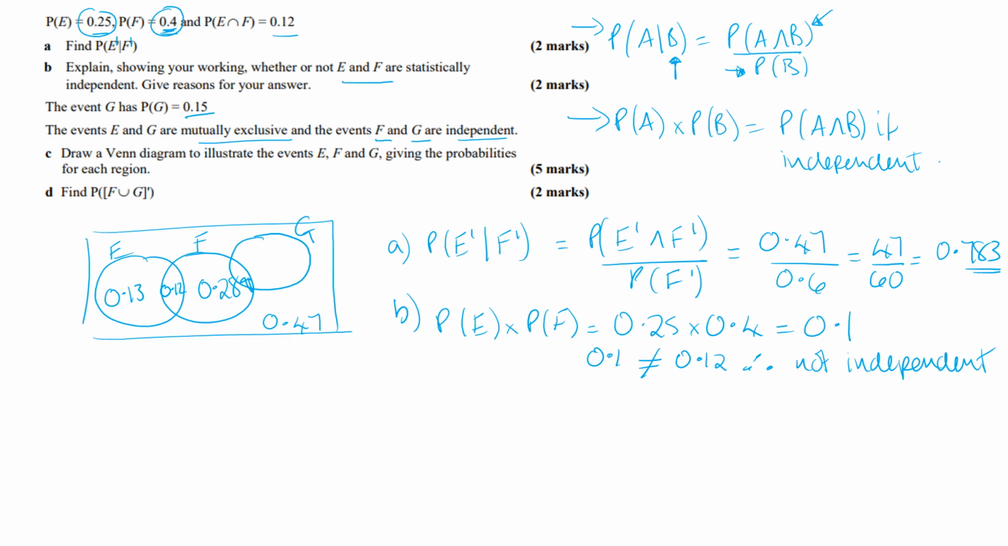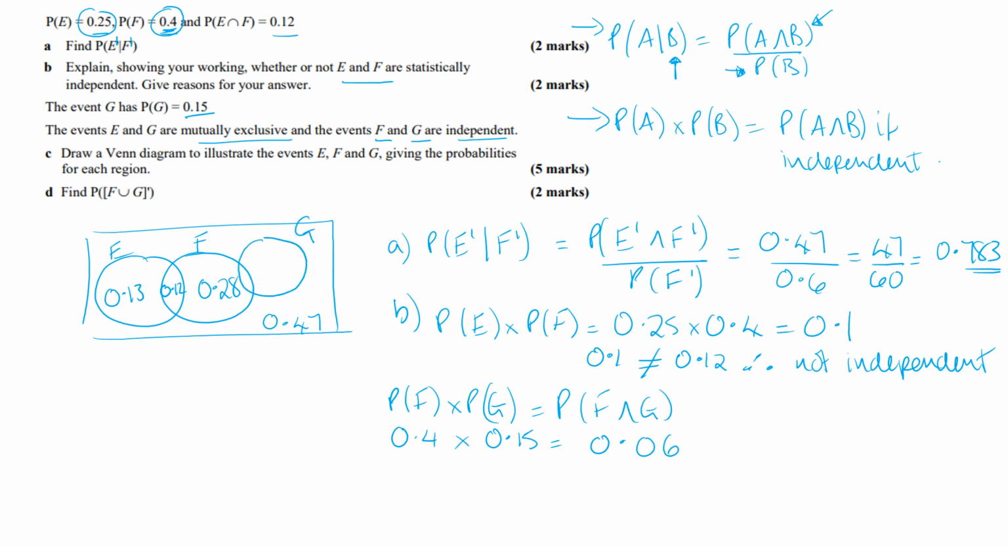So we've drawn it on, but we need to fill some values in. If we're told that they're independent, then the probability of F times the probability of G is equal to the probability of F intersection G. So F is 0.4, and we're told G in the question is 0.15. If you times them together, that comes to 0.06. So in the intersection bit there on G is 0.06. Now if we want G to come out to be 0.15, we just need to take that away. So the G bit on its own will be 0.09.